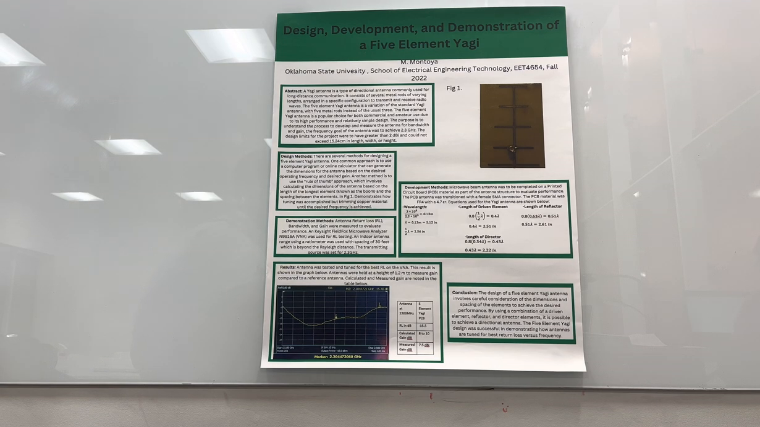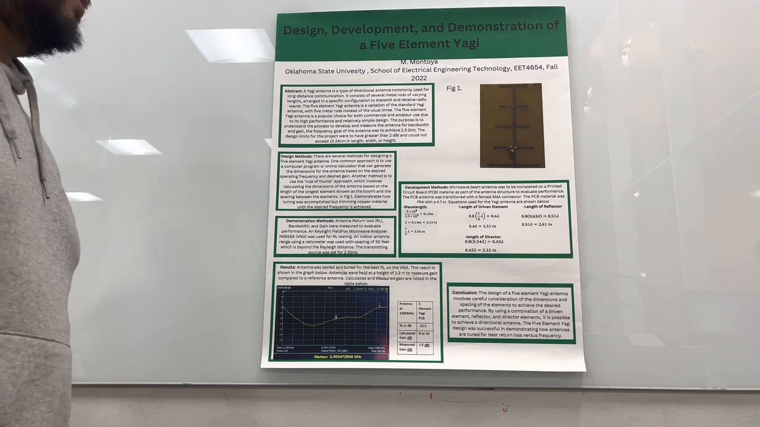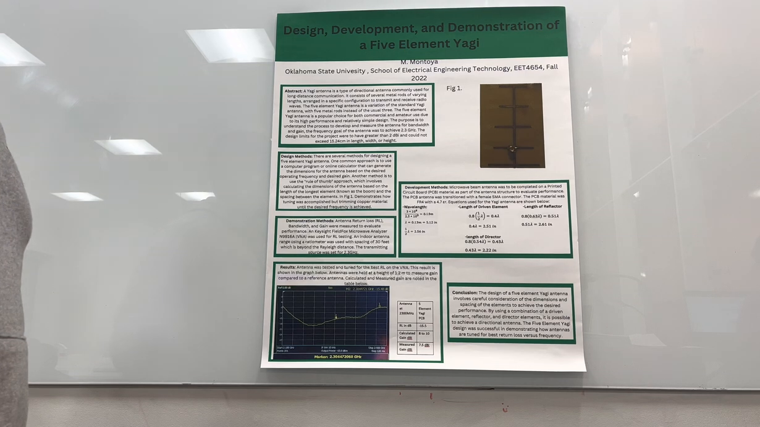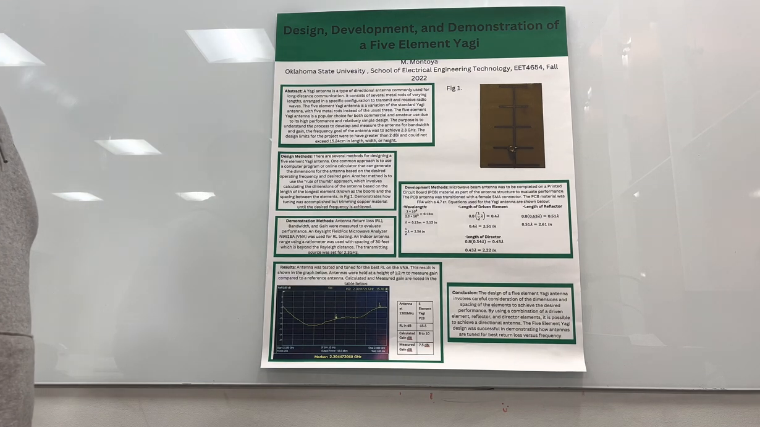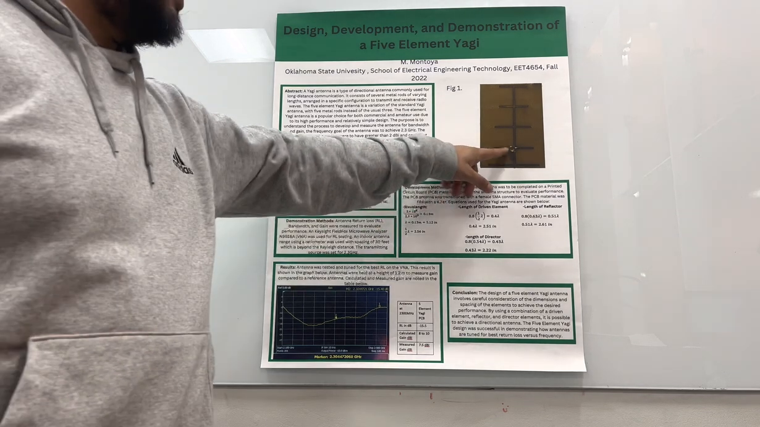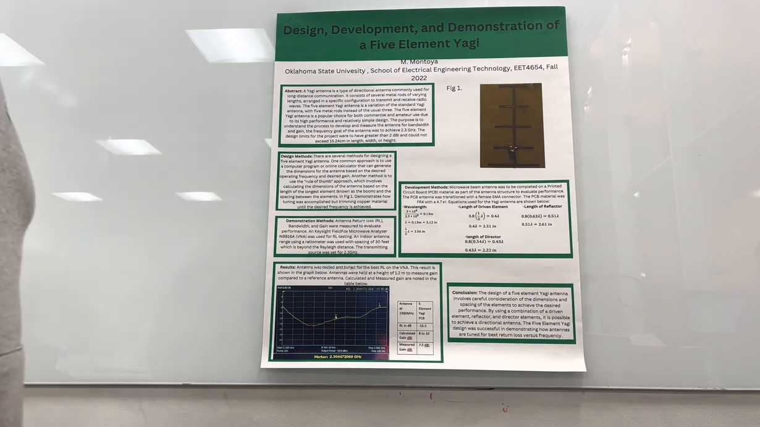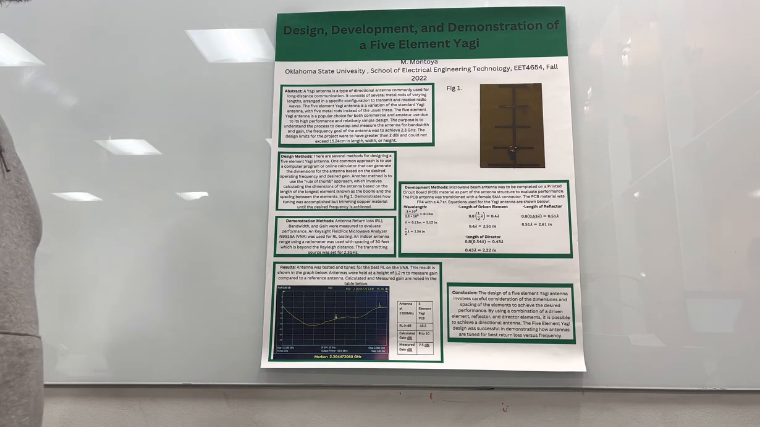In the development method, the microwave beam antenna was to be completed on a printed circuit board or PCB material as part of the antenna structure to evaluate performance. The PCB antenna was terminated with a female SMA connector, which is stationed right here. The PCB material was FR4 with a dielectric constant of 4.7. Equations used for the Yagi antenna are shown below.